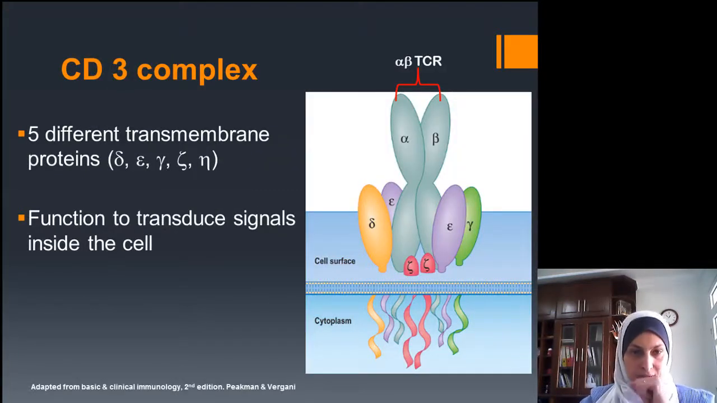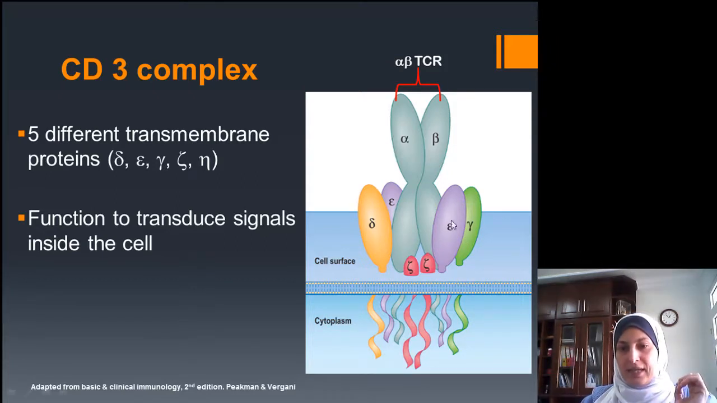So talking about the CD3 complex molecule, as I stated earlier, it's the molecule responsible for transmitting the signal from the alpha-beta T cell into inside the cell. So this is the alpha-beta T cell receptor, and although it shows here that this transmembrane region is a bit long, it's actually really short. It's just 2 amino acids long, and to get the signal deep inside the cell, we need the CD3 complex protein. The CD3 complex consists of 5 different transmembrane proteins.